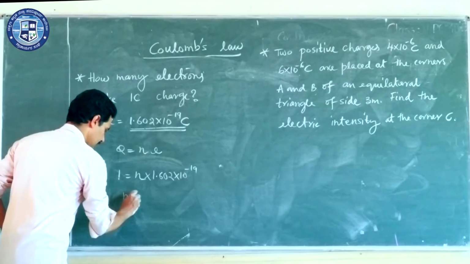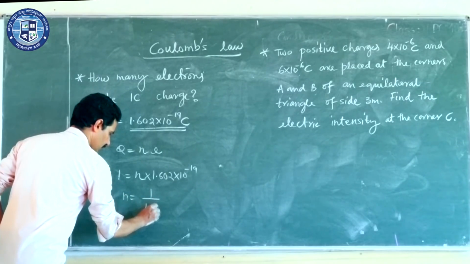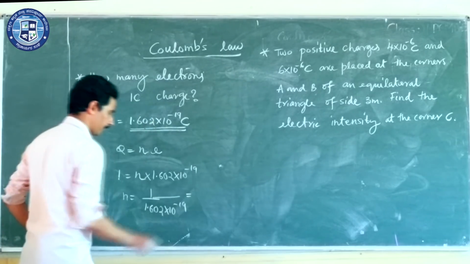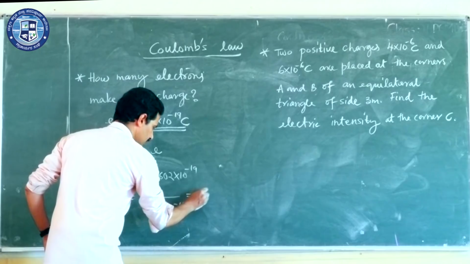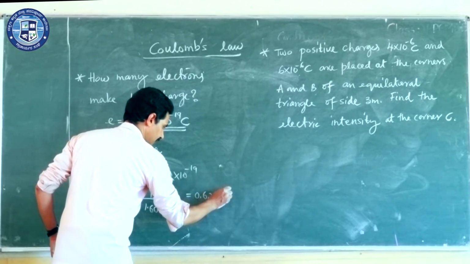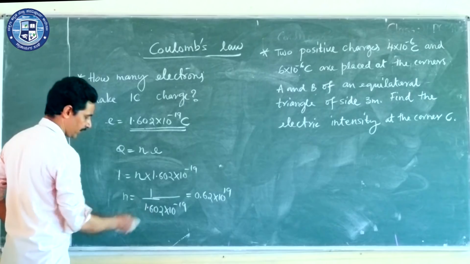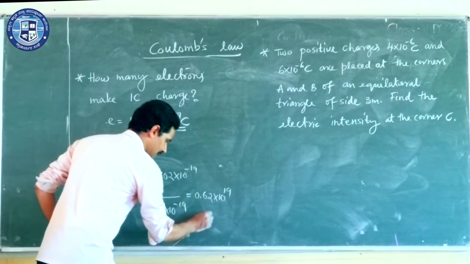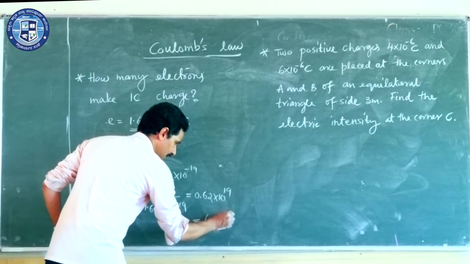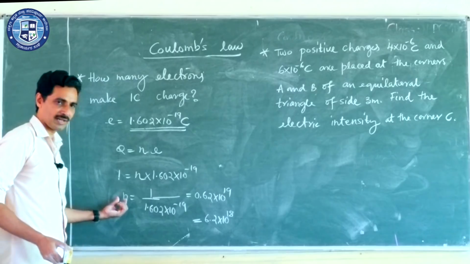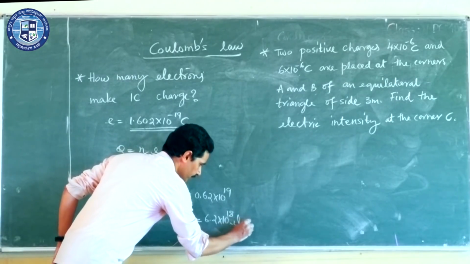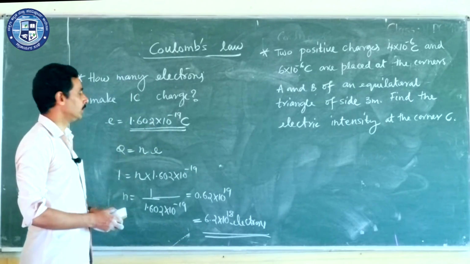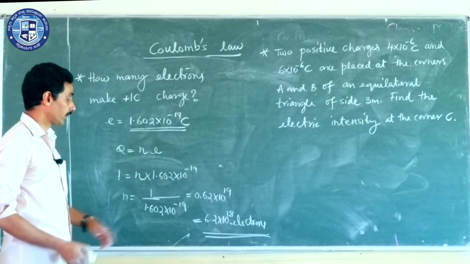Now N is 1 by 1.602 into 10 to the power minus 19, and if you calculate this you get approximately 0.62 into 10 to the power plus 19, since it comes to the numerator. 1 by 1.6 is almost 0.62, which you can write as 6.2 into 10 to the power 18. What unit will you write? There is no unit, this is a number. So many electrons have to be transferred. For plus 1 Coulomb, you have to remove so many electrons.